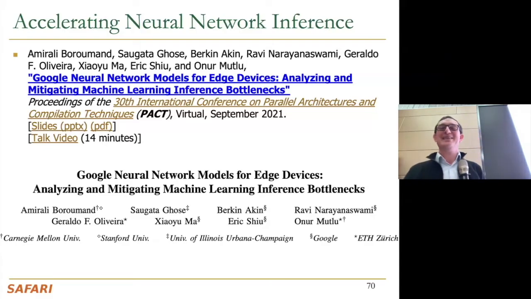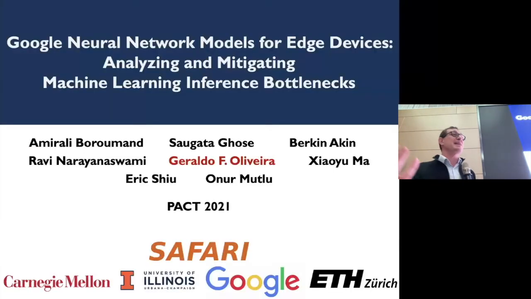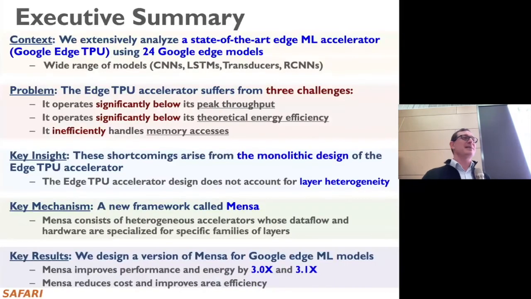Not right now. Okay, so I'm going to talk about neural network inference. This is the second work that I mentioned that we did with Google on understanding the impact of data on devices. This is a very quick summary of it. We analyzed the Google Edge TPU using 24 Google Edge models, and we found out that it's designed for computation and not for memory. So it's very heavily memory bottlenecked. The reason is different models have different requirements, whereas this Edge TPU is really designed as a compute-centric thing that doesn't cater for those requirements.